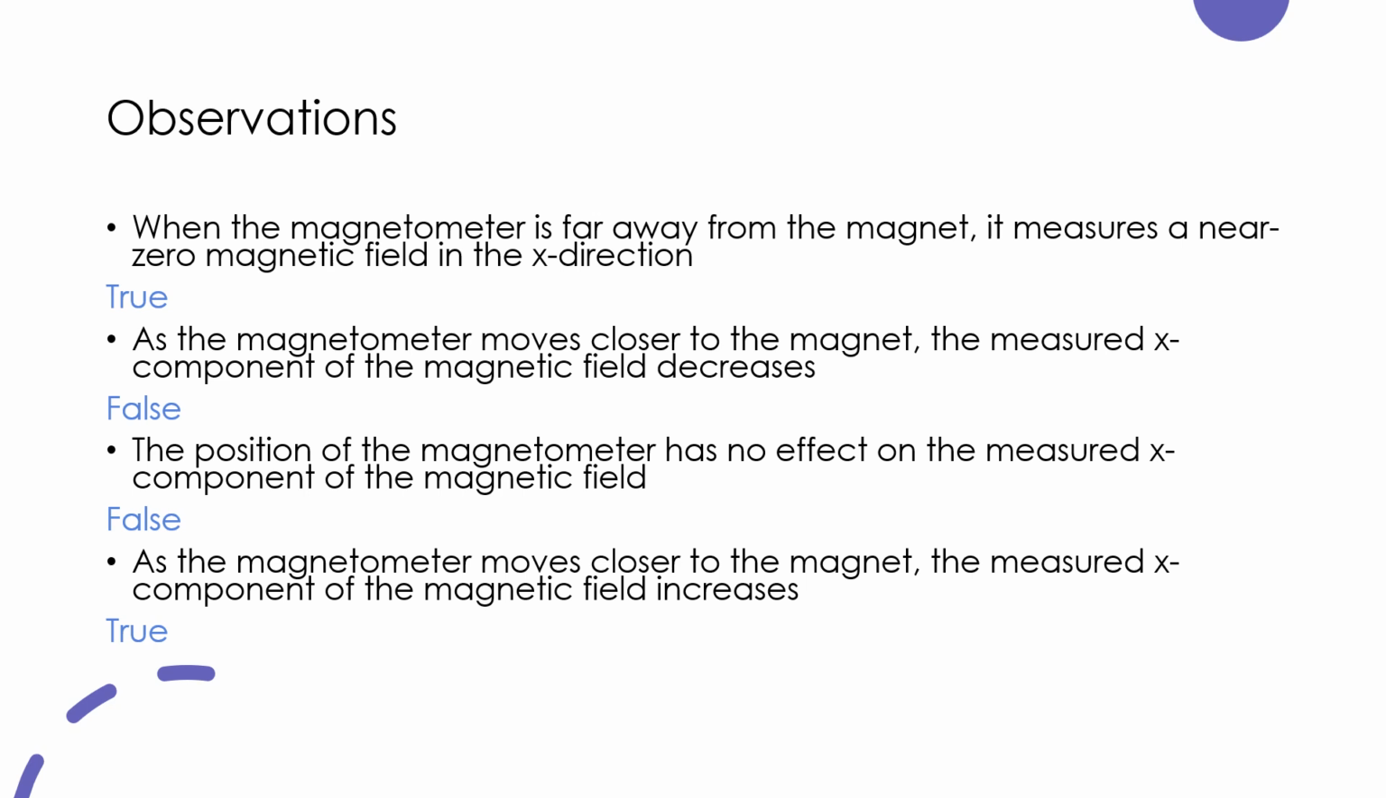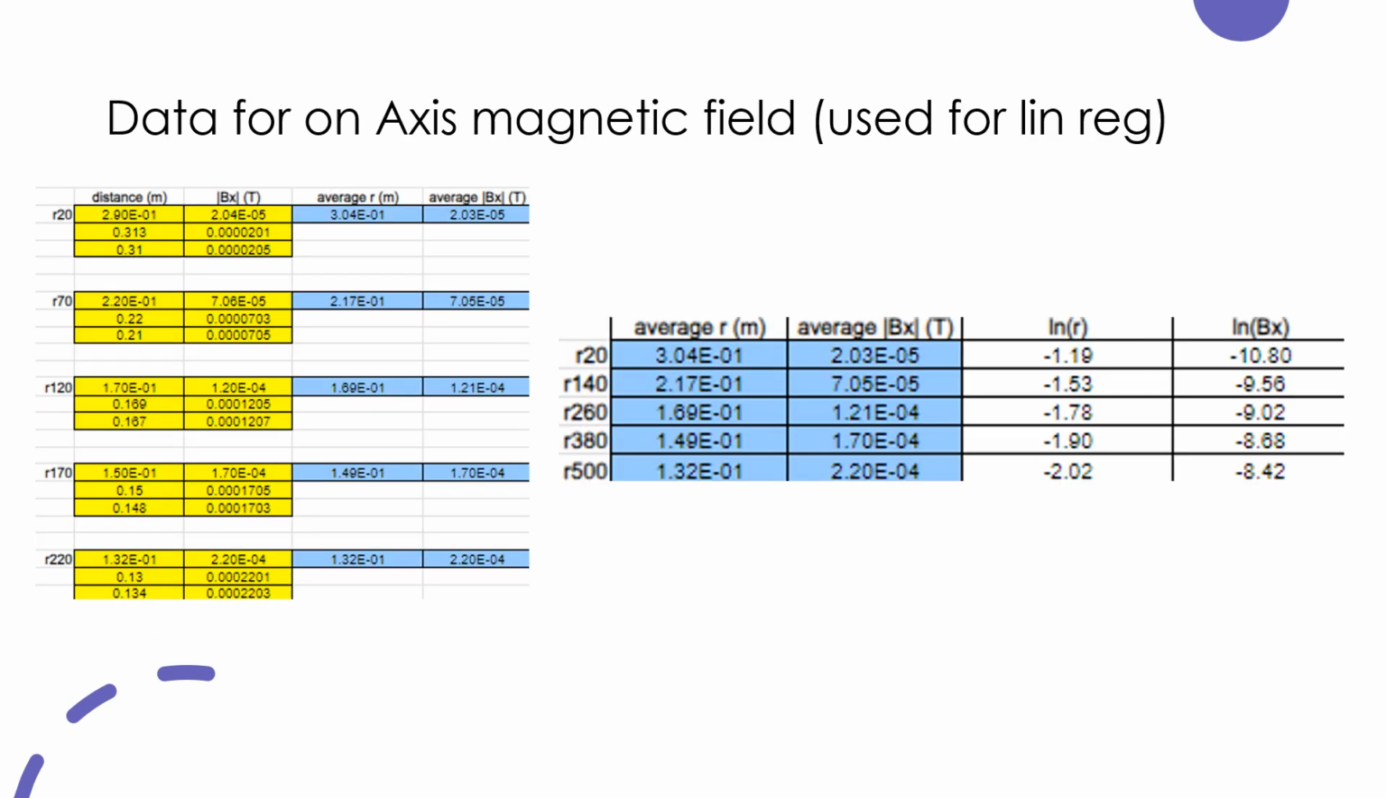So the initial observations made for this lab are: when the magnetometer is far away from the magnet, it measures a near zero magnetic field in the x direction. This is true, as it should be very far away, meaning there should be little to no influence by the field. As it moves close to the magnet, the measured x component should decrease. This is false, as r decreases, since r is in the denominator, then the magnetic field will increase as r gets smaller. The position of the magnet does have an effect on the measured x component of the magnetic field as it changes the r value. As the magnetometer moves close to the magnet, the measured x component of the magnetic field will increase, as it's the opposite of part 2 of this.